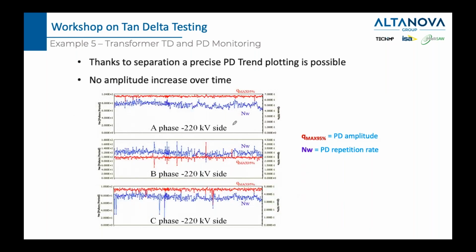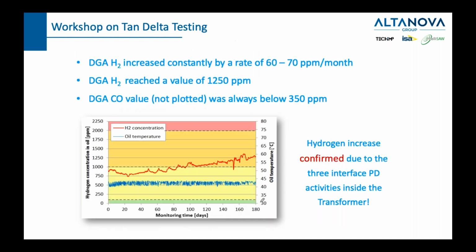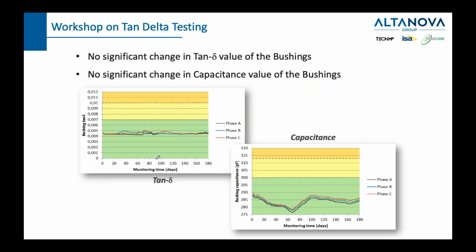We followed the maximums, which didn't change very much in the repetition rate, and we also followed the value of CO and H2, hydrogen. And hydrogen basically increased very much so, which gave us an indication that it's definitely a PD problem. And this is what I wanted to show you.